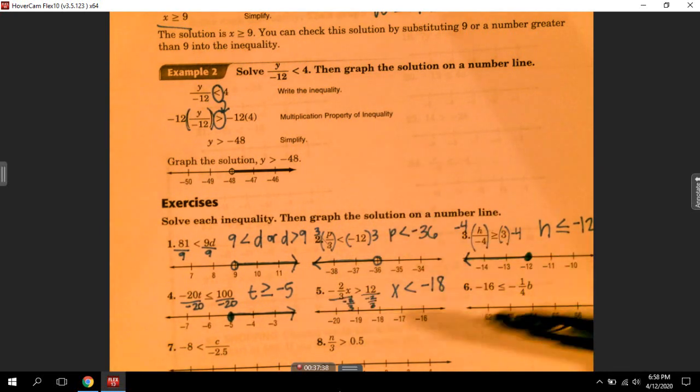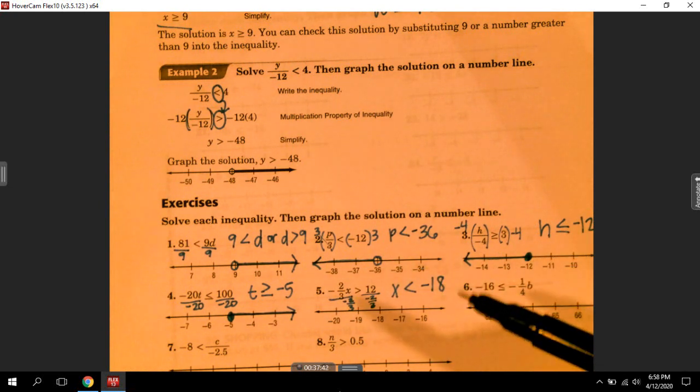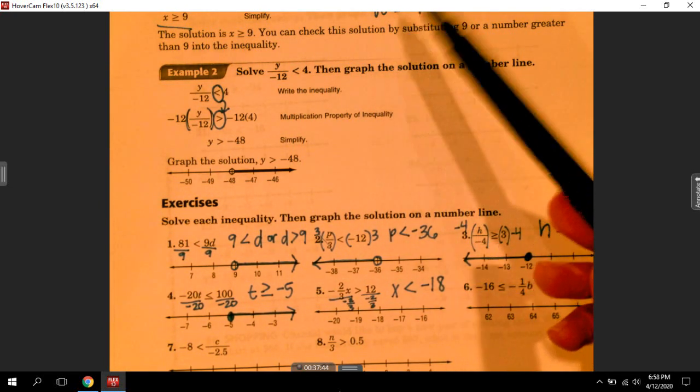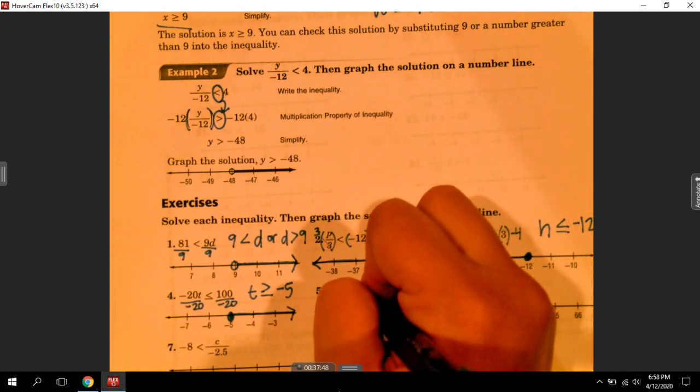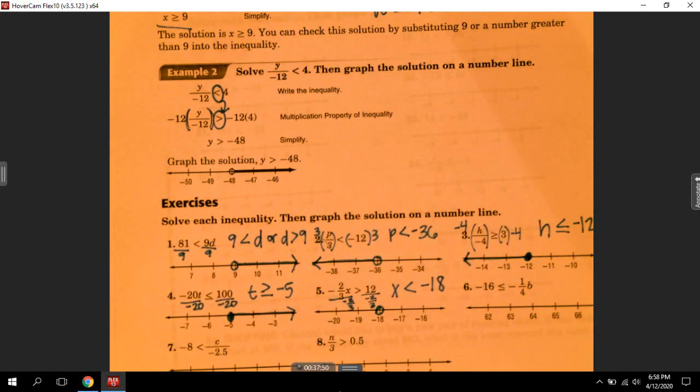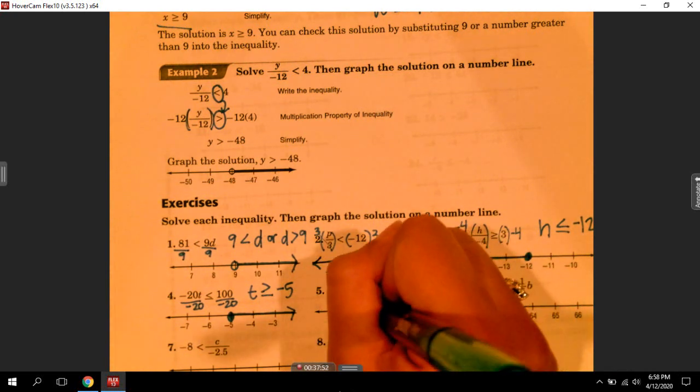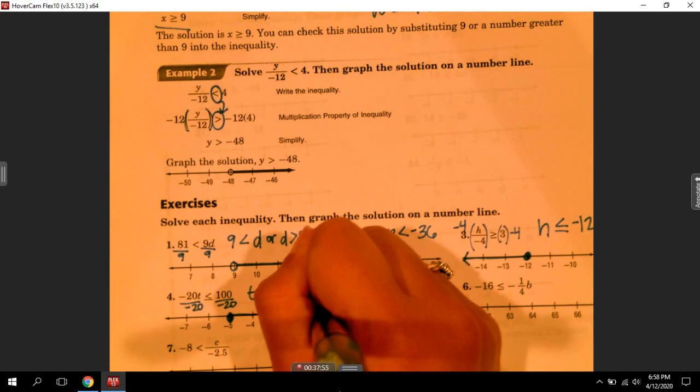Remember, we haven't been checking these mainly because I didn't have a whole lot of room here. But remember, you can check these just like how I showed you on example 1. Okay. So x is less than negative 18. It's a less than, so open circle and everything in the left direction.